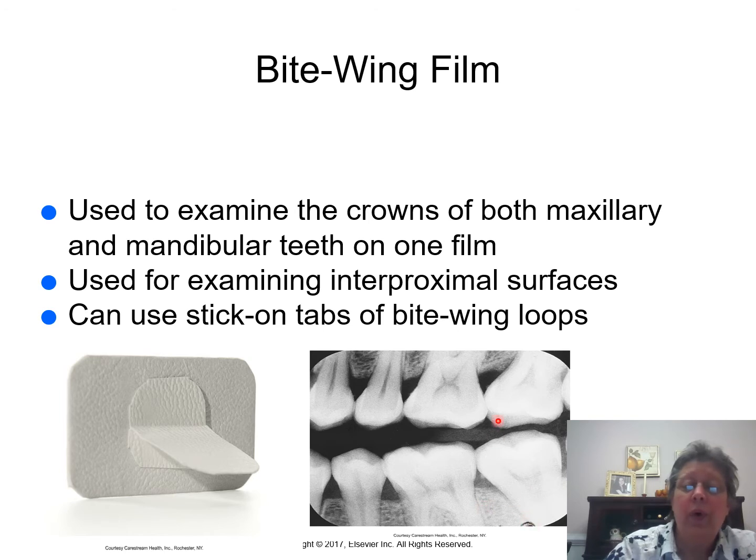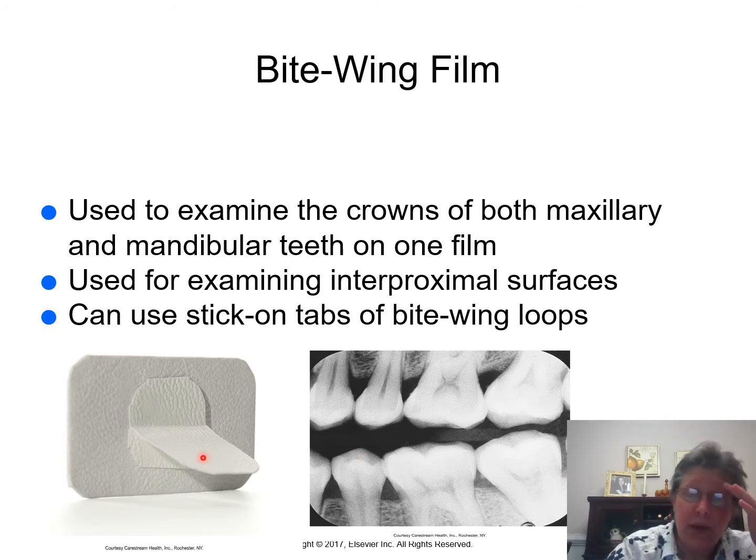What we're looking for here is not so much what's going on at the apex or the tip of the root, but we're looking at what's going on right here in these what we call interproximal spaces. Interproximal are spaces that are touching each other. So since we can't see through these with the naked eye, we use our x-ray to catch what we're basically looking for, which is any decay in these areas.